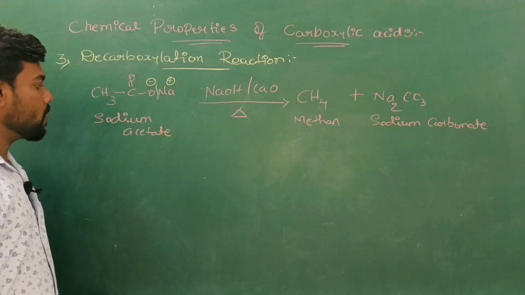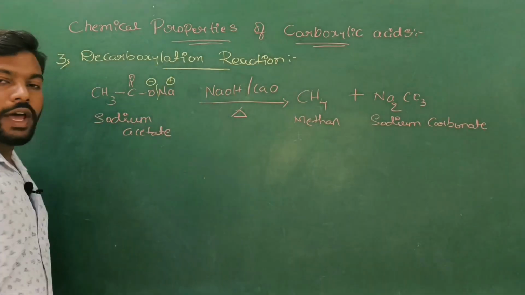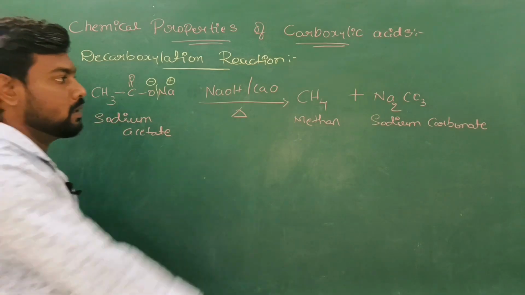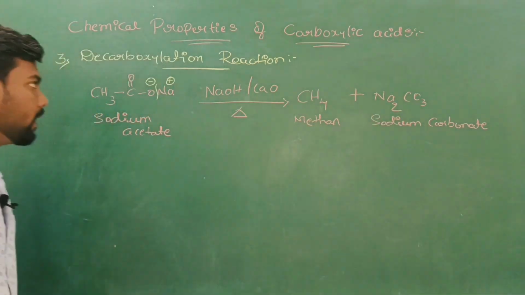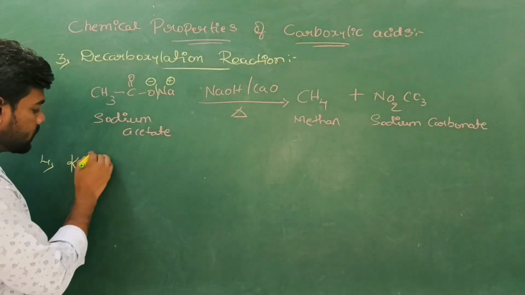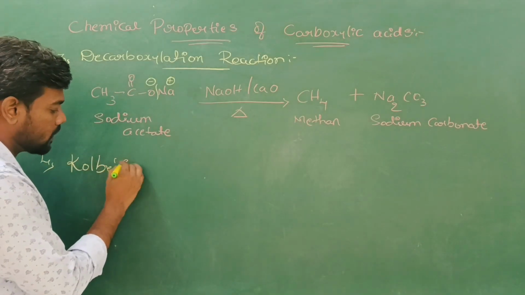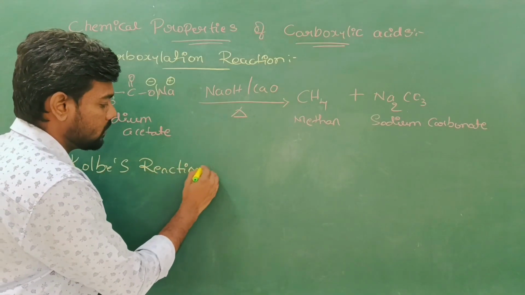When sodium acetate reacts with soda lime, it leads to the formation of methane and sodium carbonate. The next reaction is Kolb's reaction.